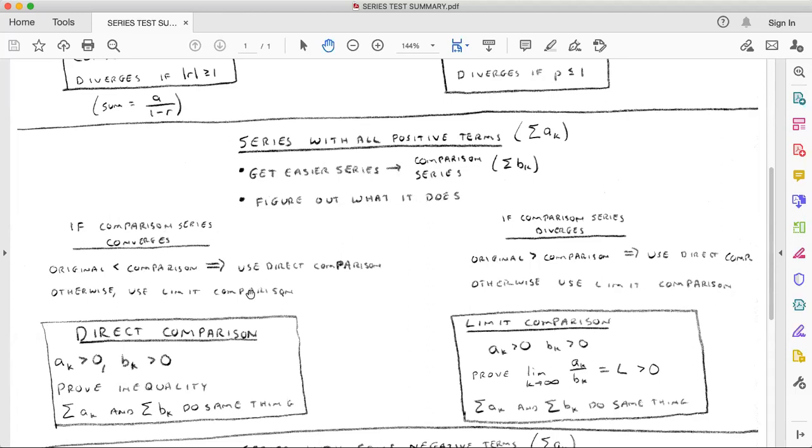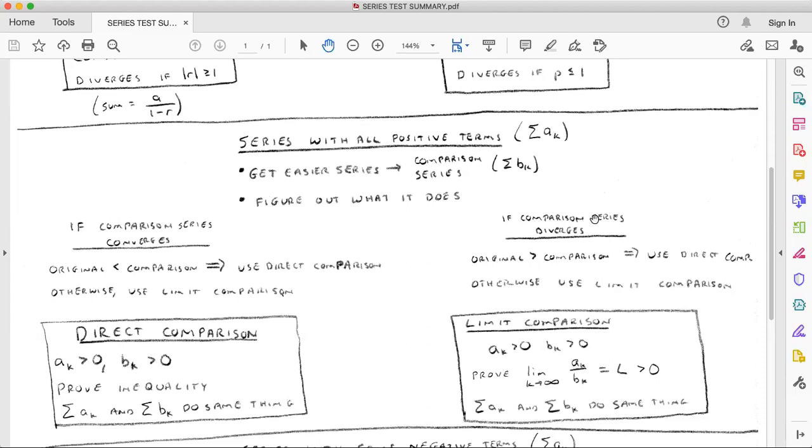Okay, and so I'm trying to make this as clear as possible on this handout, but let's read through exactly what it's saying. So it says, if the comparison series converges, so that's when graphically we think that it's leveling off, then we say, okay, well then if the original is less than the comparison, then we use the direct comparison. Otherwise, if the original is not less than the comparison, then we use, in this case, the limit comparison. So if it looks like to you this one means this side, that's not true. So you look over here and this tells you, okay, well, if the comparison series converges and the original is less than the comparison series, then use the direct comparison. Otherwise, we go over here and use limit comparison.